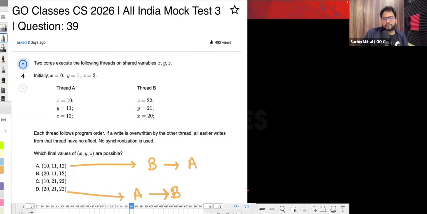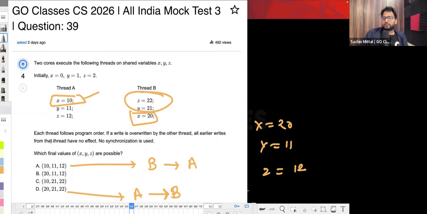Now, let's just check B and C. B could be more interesting. For this B, what we are saying is 20, 11, and 12. Is this possible? That X value is finally 20 and Y value finally 11 and Z value finally 12. For X value to be 20, this should be executed last, right? So this should be executed first. I can execute this. And Y is 11 and Z is 12. So basically, these should be executed last also, right? So I can execute this and then I can execute these two, right?